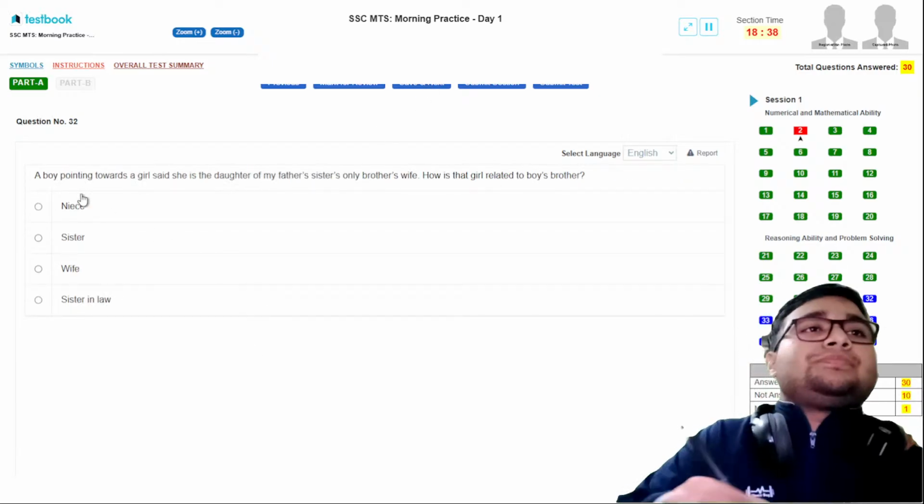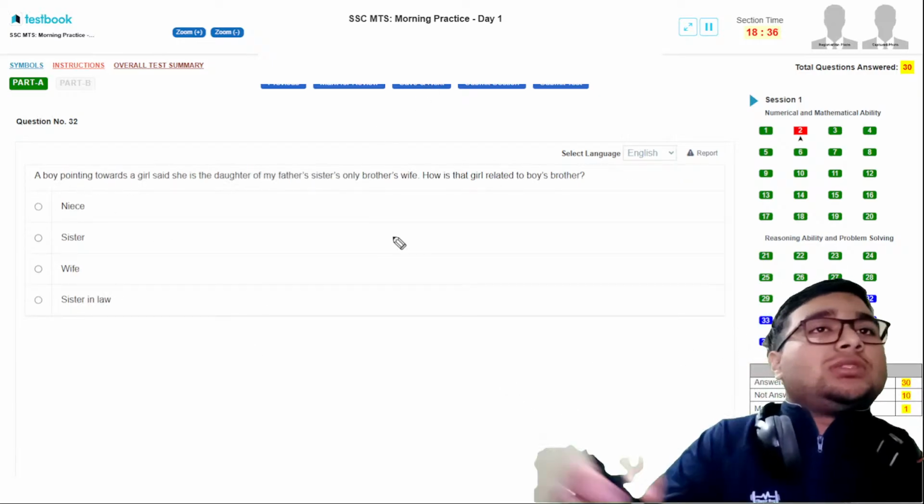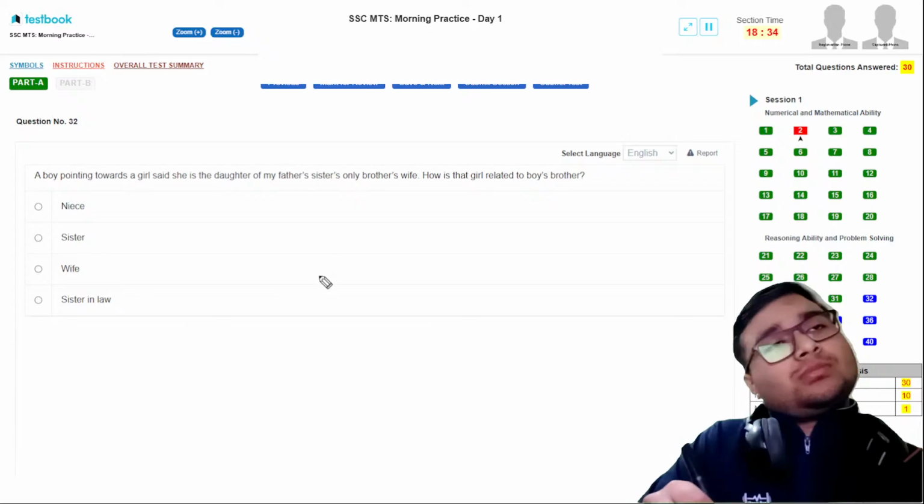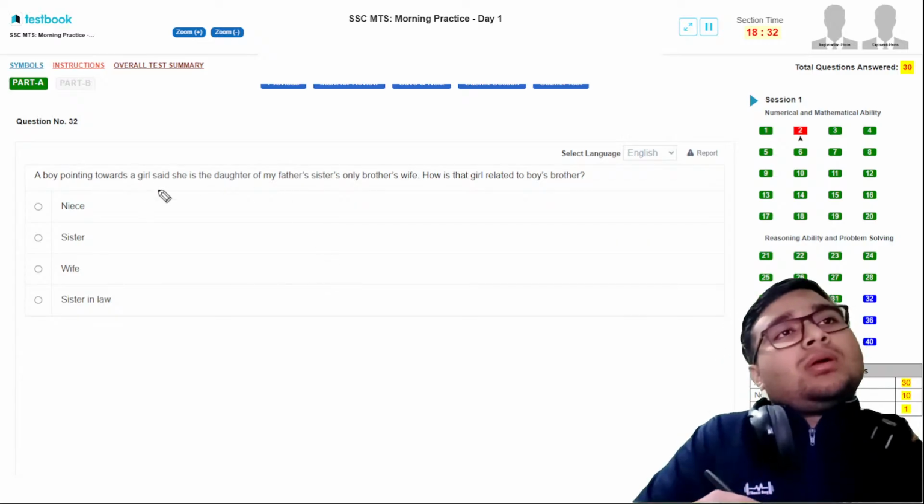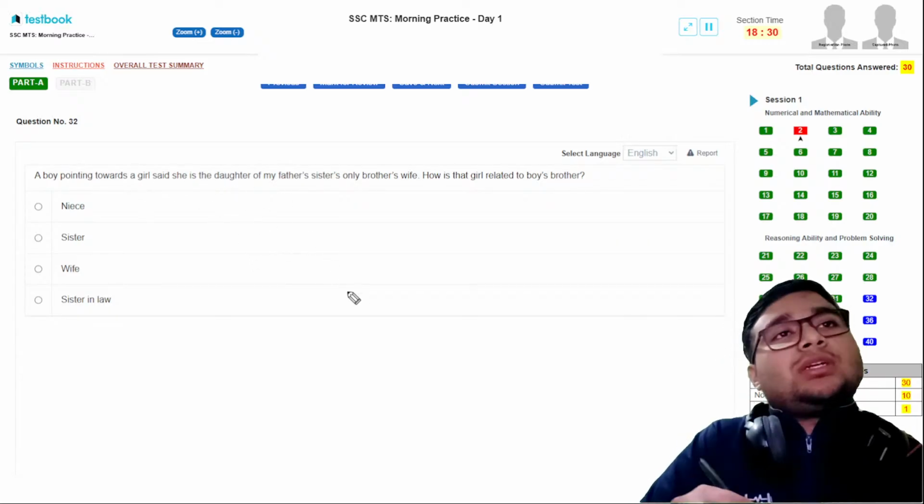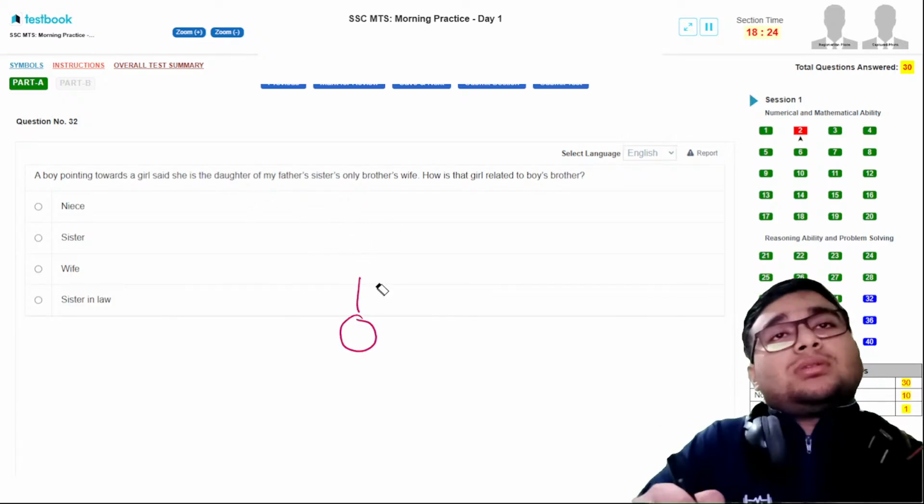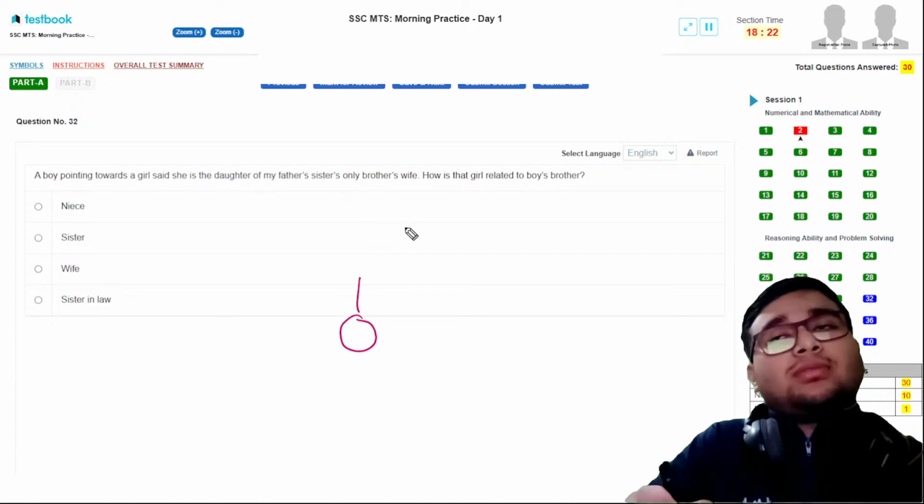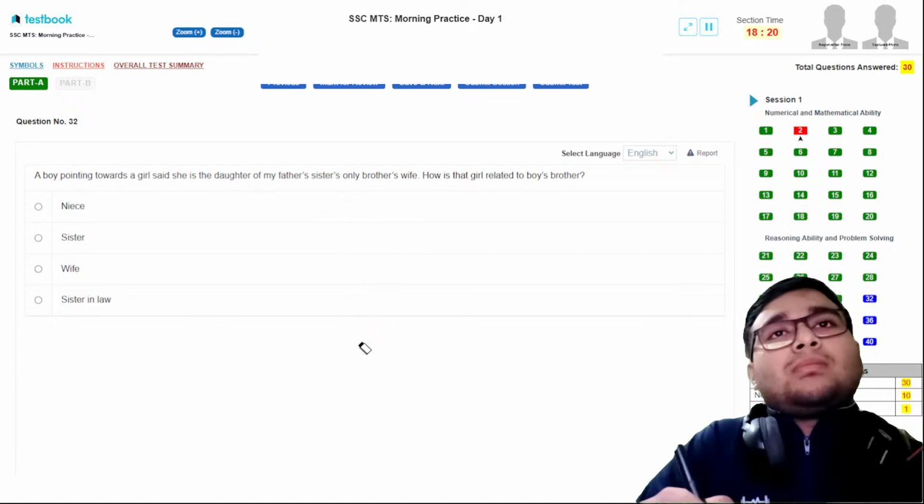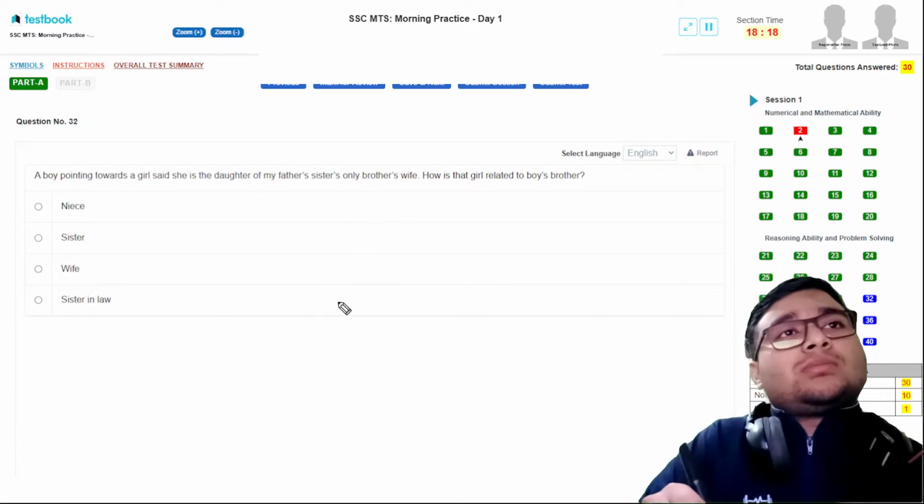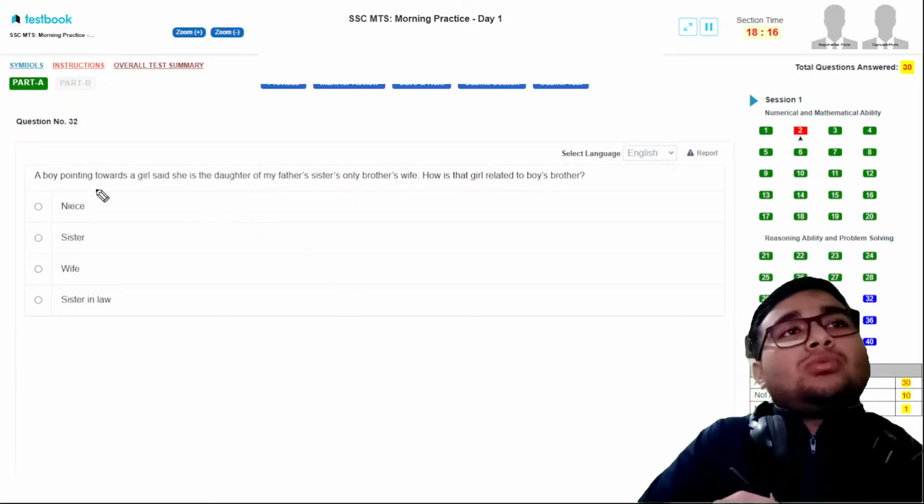Pointing towards a girl, a boy said, she is the daughter of my father's sister's only brother's wife. My father's sister's only brother's wife.